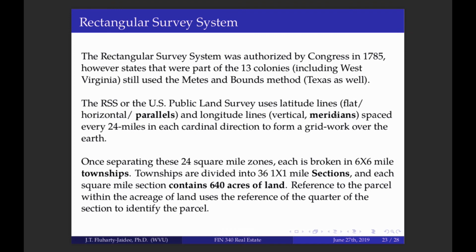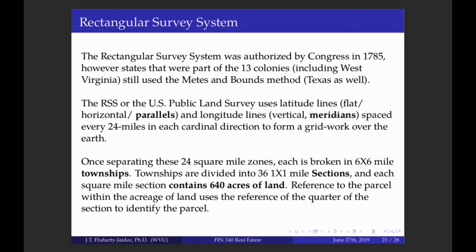And then we came up in 1785 with the rectangular survey system, authorized by Congress. But states that were part of the 13 colonies still used metes and bounds, as well as Texas, which was an independent republic for a very long time, so they still use their own metes and bounds system today. So all of those original 13 states, including West Virginia, which was part of Virginia, used metes and bounds. So the rectangular survey system was created thereafter to cover any newly surveyed territory which was coming into the possession of the United States, particularly the Louisiana Purchase.